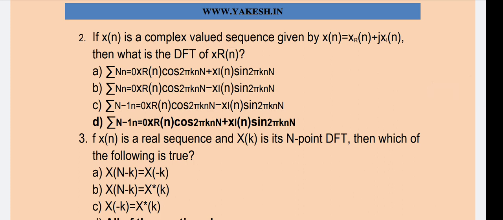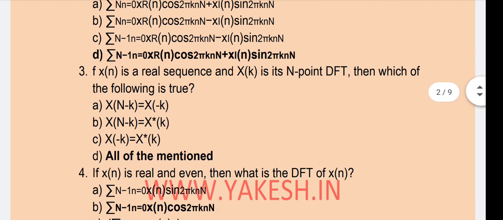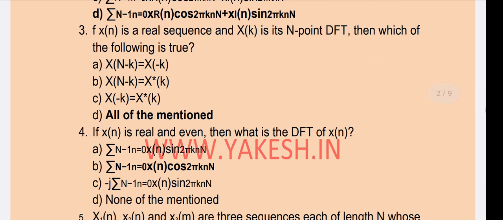If x of n is a complex valued sequence given by x of n equals x r of n plus j x i of n. Option D is the correct answer. If x of n is a real sequence and X of k is its N-point DFT, then which of the following is true? Option D, all of the mentioned.